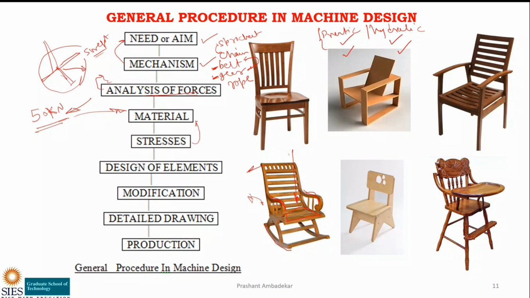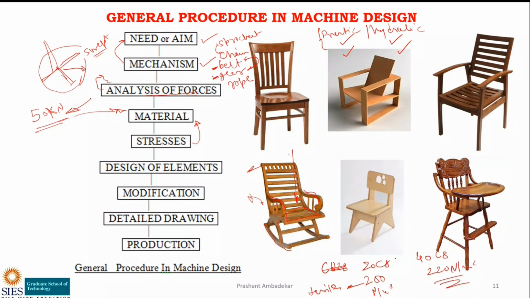Stress is dependent on the material. If we select, say, 20C8 as the material, then the stress will be some 200 Newton per mm square. Which is the stress? The tensile strength. Tensile strength of the material is suppose 200 Newton per mm square. If we select 40C8, then maybe tensile strength is 220 Newton per mm square.